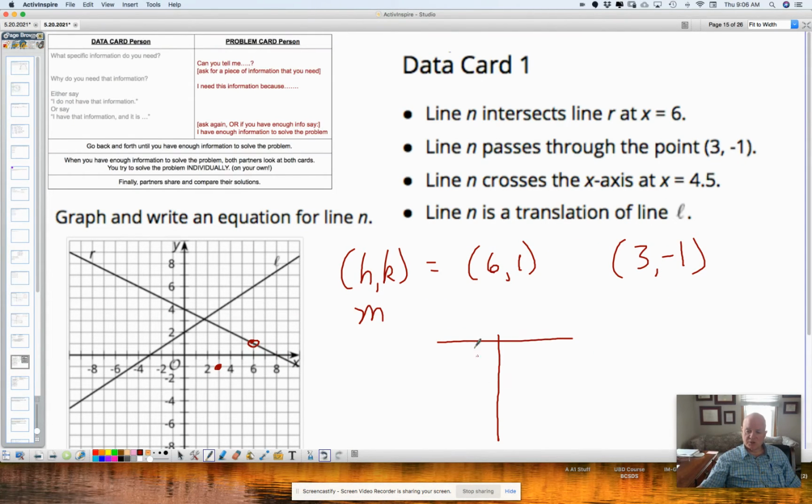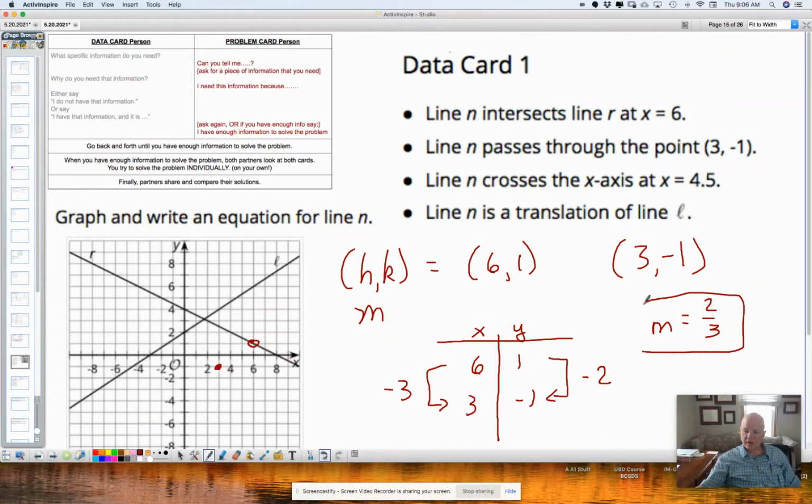I suggest you do it using a t-chart. So we have (6, 1) and (3, -1). The change in x here is -3. The change in y is -2. So the slope is equal to -2 over -3, or just 2/3. And with the slope and a point on the graph, you can write the equation.